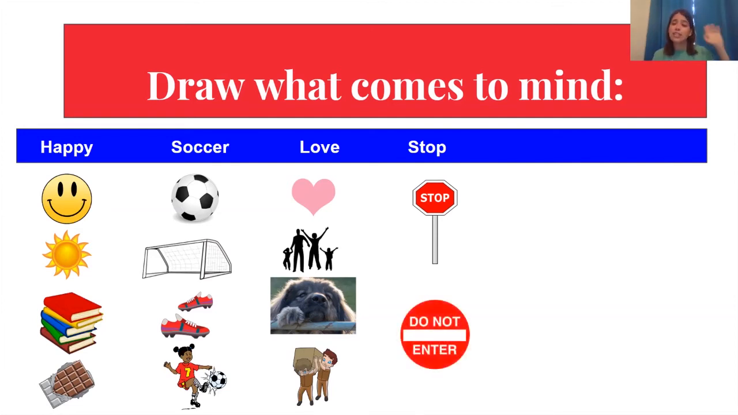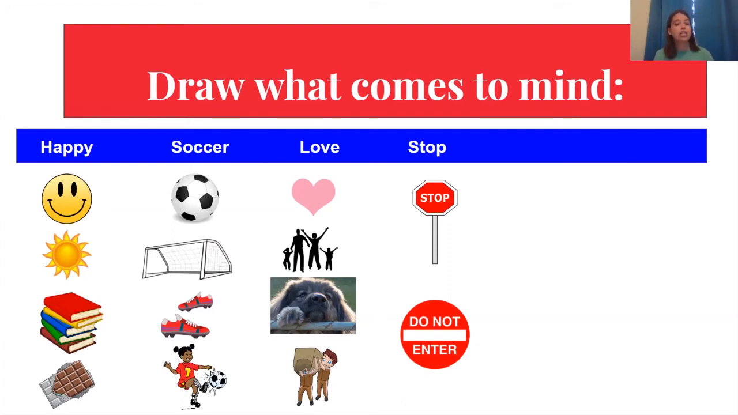I also think of the sign, do not enter. So when you see a big red do not enter sign, that means you're not supposed to go forward. It means you're supposed to stop where you are and not keep going. Whether that is going into a dangerous place, or going the wrong way on a one-way street, or going into a building or a house that is not yours.